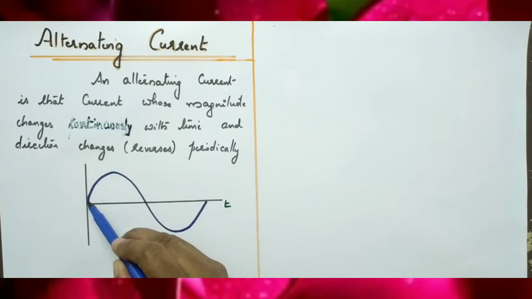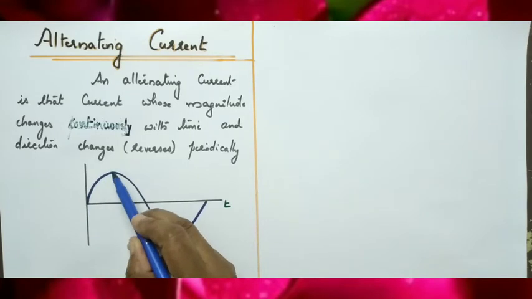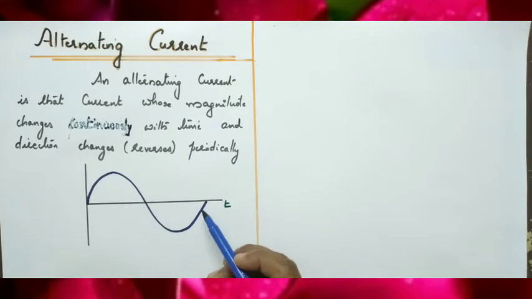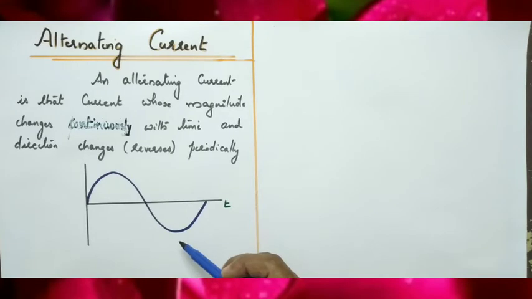Here the magnitude changes continuously with the time. Here magnitude is 0, then goes on increasing, it becomes maximum, then it goes on decreasing, it becomes 0, then it reverses the direction and increases. Again on the other region it becomes maximum, again it becomes 0. So its magnitude changes continuously with the time and the direction changes periodically. At this time interval, what happens? The direction reverses. So this is the representation of AC voltage or AC current.